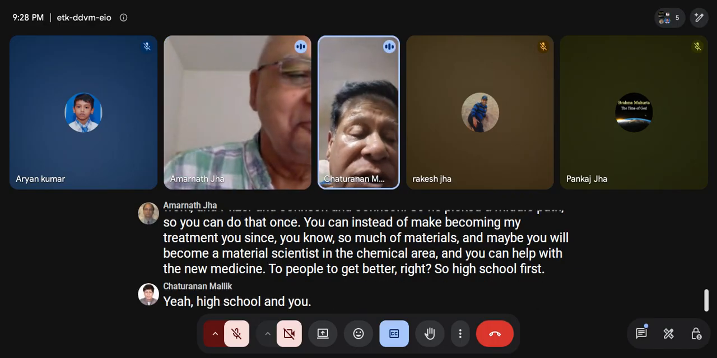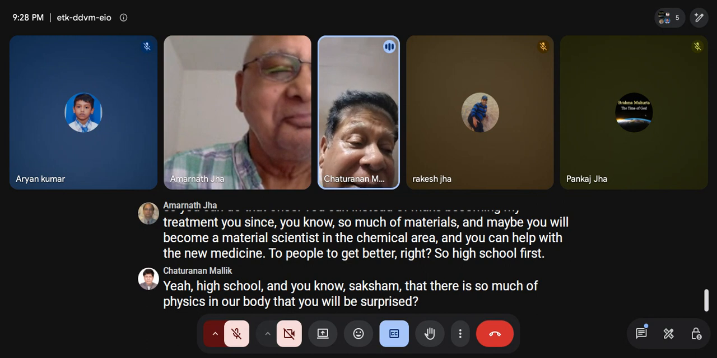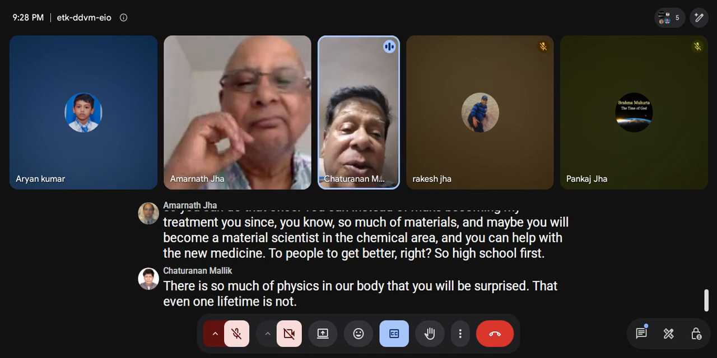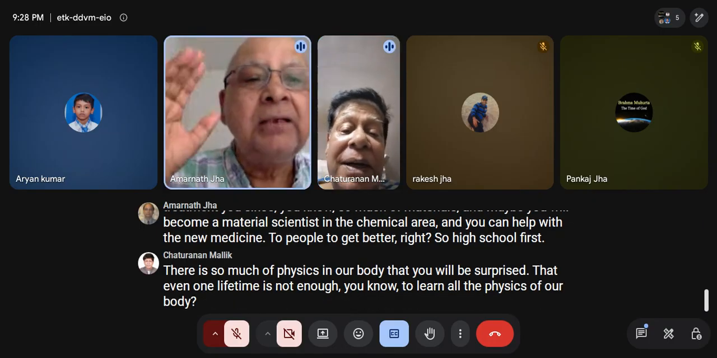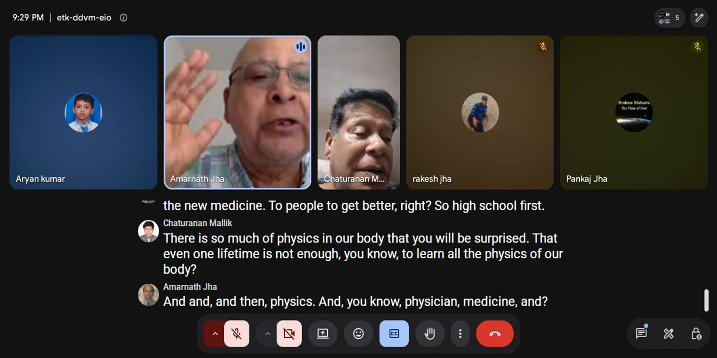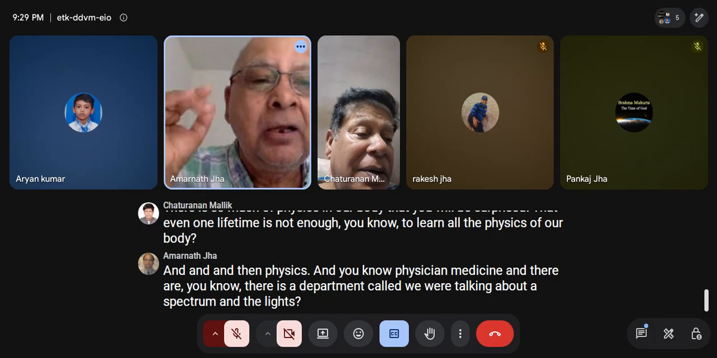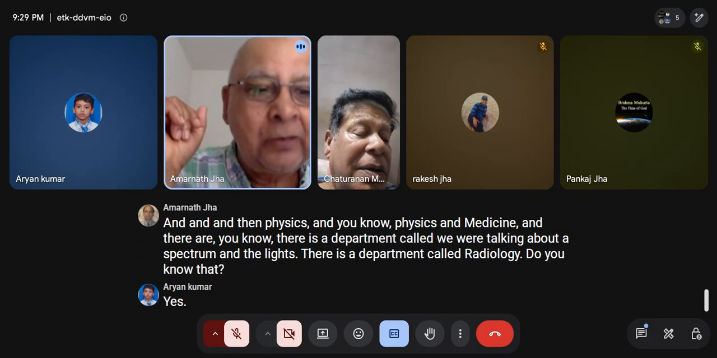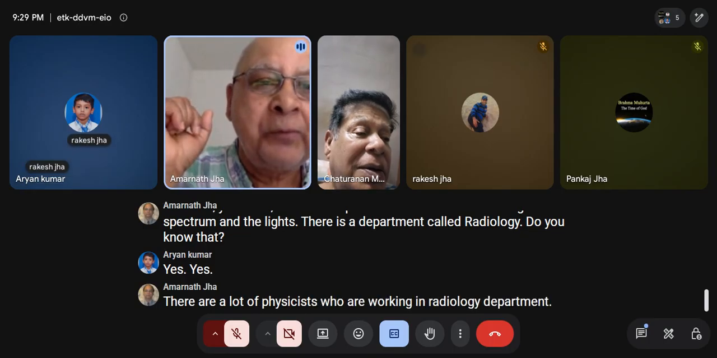And Saksham, there is so much physics in our body that you will be surprised that even one lifetime is not enough to learn all the physics of our body. And there is physics in medicine, and there is a department called radiology. Do you know that? There are a lot of physicists who are working in radiology departments.